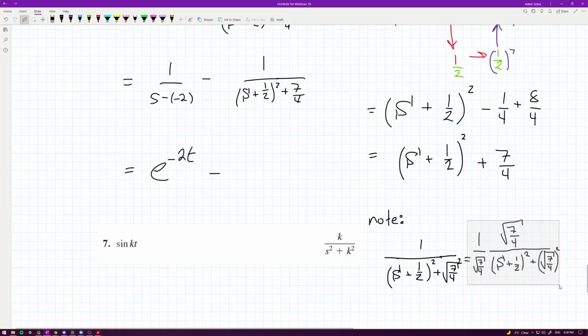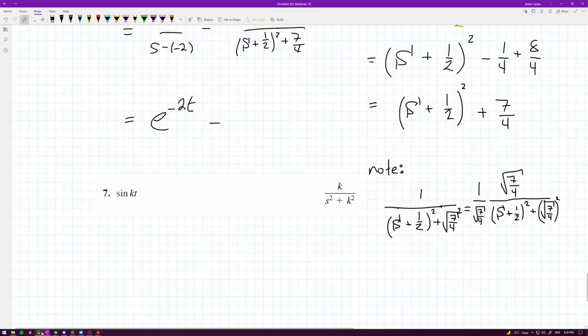So now that I have this, it's in a much better state to take my Laplace inverse of, but it also has this s plus a half there, right? So that's going to make things a little bit more complicated, right?